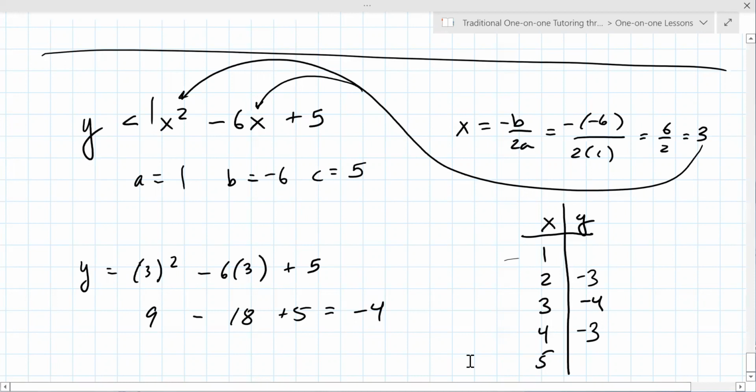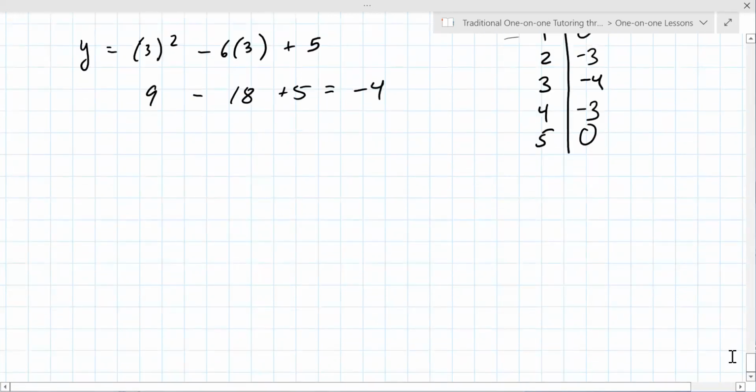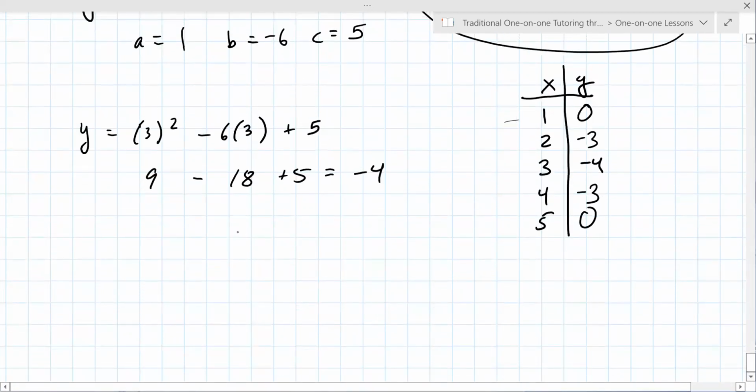Did you say try 5? Or 1, either one. Okay. Either one, they'll give you the same answer. I got 0. Yes. Okay, so now you're going to graph these 5 points.